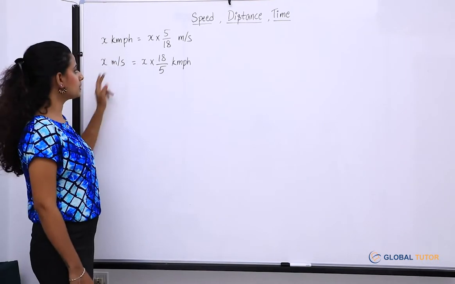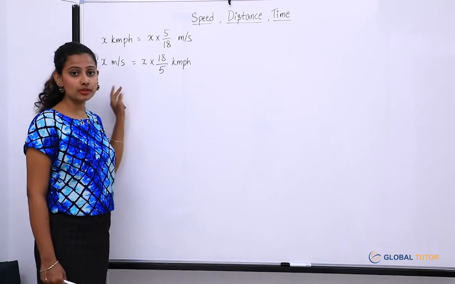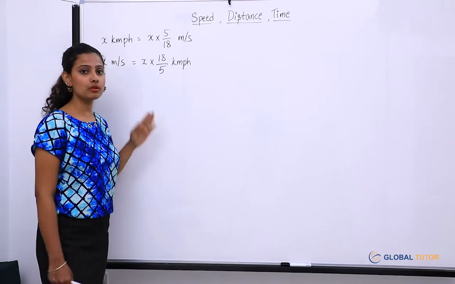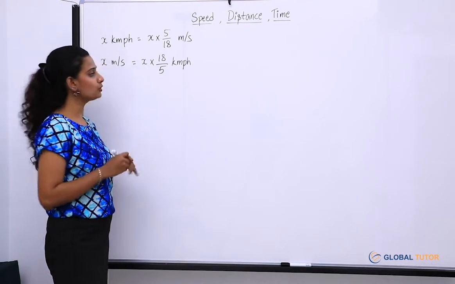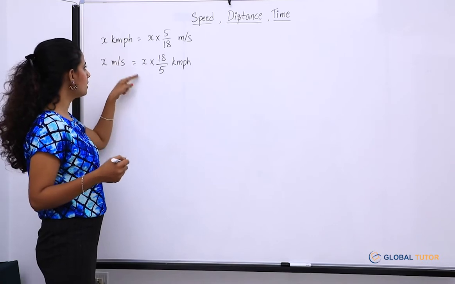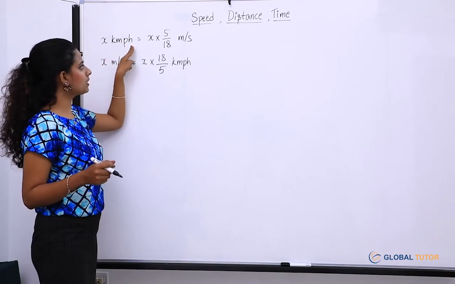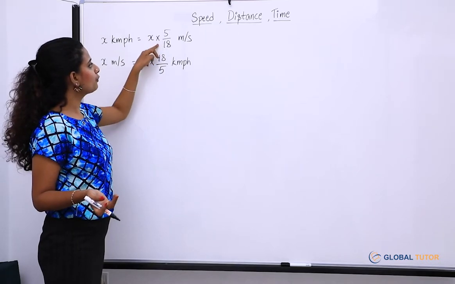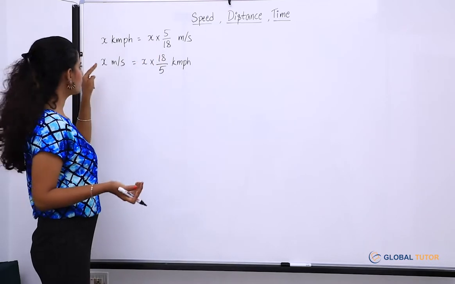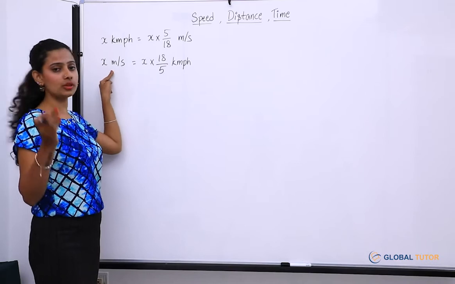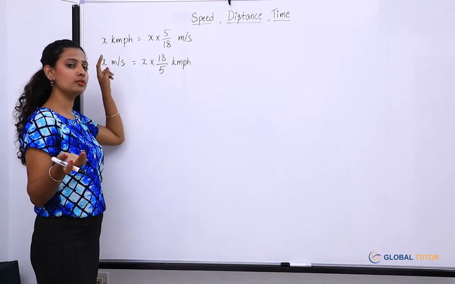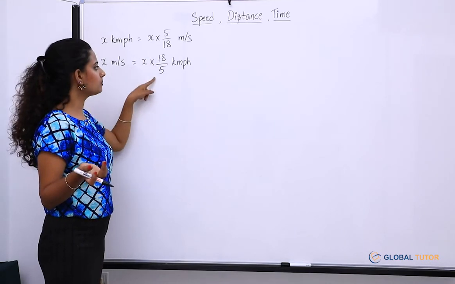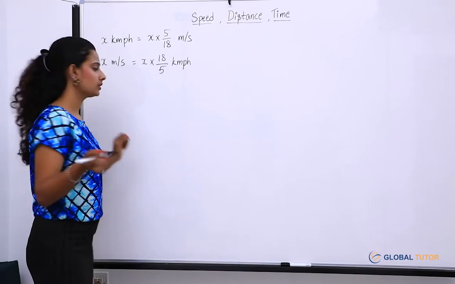So you have to remember these two conversions. It's very important. Depending on the questions or the answers, depending on the scenario, you might have to use the conversion method. So when there is kilometer per hour and you have to convert it into meter per second, you multiply it by 5 by 18. And when you have it in meter per second and you have to convert it to kilometer per hour, then you multiply that with 18 by 5.